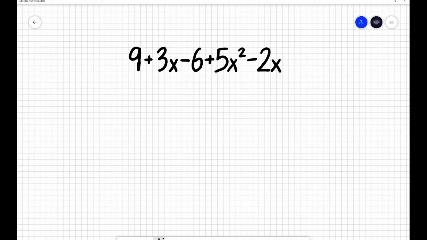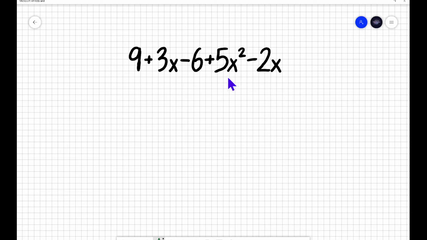Here, we have a bit of a longer problem, but I promise it's not hard. It's fun once you get it. So here we have 9 plus 3x minus 6 plus 5x squared minus 2x. Now, in the last problem, the constants and the x values that were raised to the first power just had one of each, and the x squared values had two.